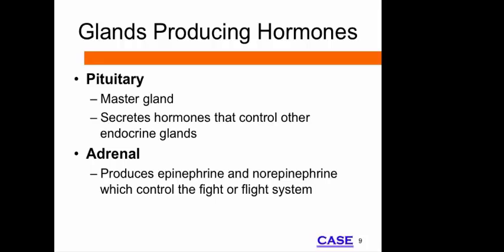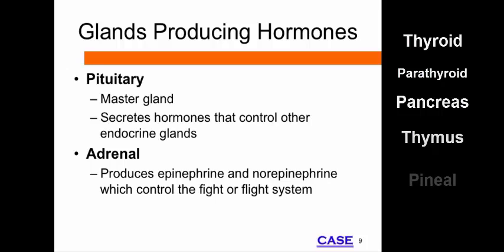There are 8 major glands in the body. The pituitary and adrenal glands may be the most significant, but there are also the thyroid, parathyroid, pancreas, thymus, and pineal glands, which produce hormones in addition to the gonads.